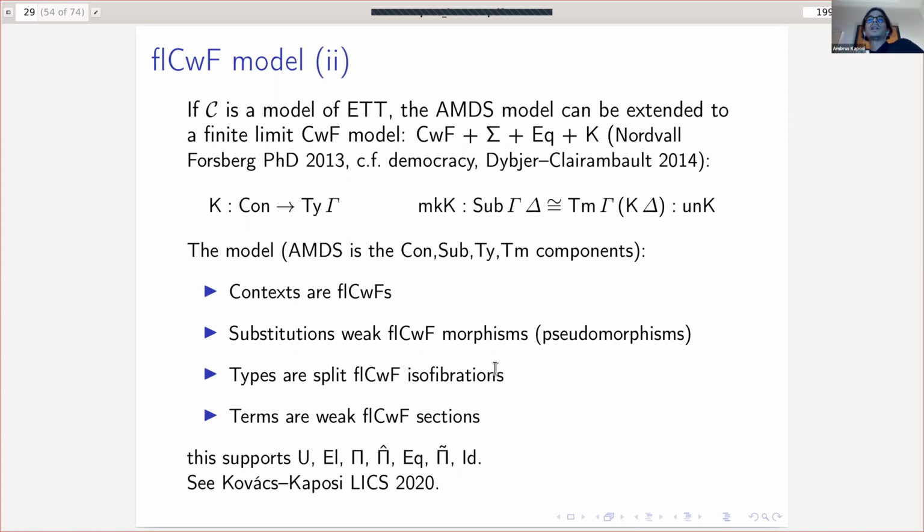And moreover, it's a category with extra structure. It's in fact a CWF with sigma, extensional equality, and a constant type. The constant type, this K type former, just turns a context into a type, and then substitutions into that context are isomorphic to terms of these constant types. We call this a finite limit CWF because Dybjer and Clairambault proved that the two-category of CWFs with this structure is equivalent to the two-category of finite limit categories.